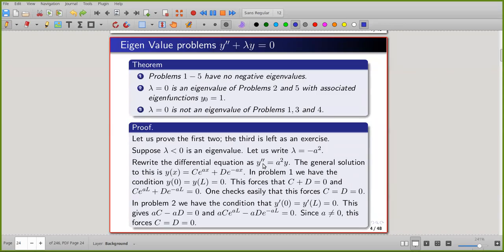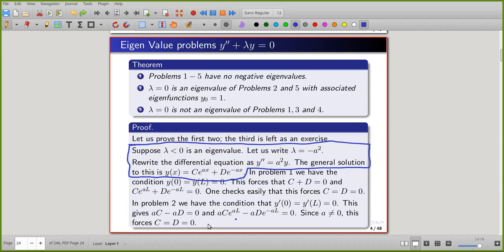So till this much the analysis is the same, right? For problem 2, in fact for all problems, only the boundary condition keeps changing. So once again, in problem 2 we have the condition y dash 0 is equal to 0, y dash L is equal to 0. When we put these in, we get these two conditions, AC minus AD equal to 0 and AC plus AD equal to 0. And once again, since A is not equal to 0, this forces C equal to D equal to 0, right?